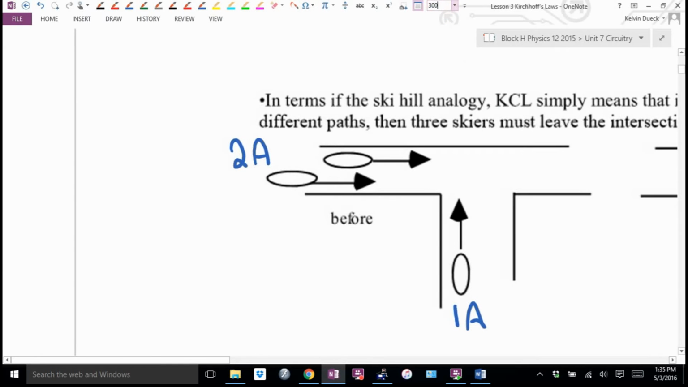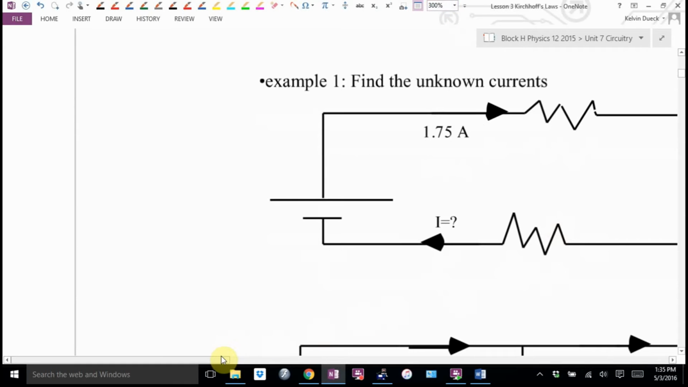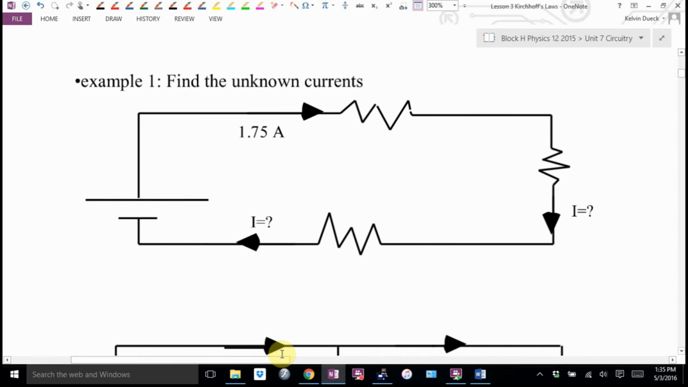It says, find the unknown currents. Okay. I always try and start right at the battery, the chairlift, and I label which way is downhill. That's also my good old, hey, I've written something down, I feel better, routine. Okay?